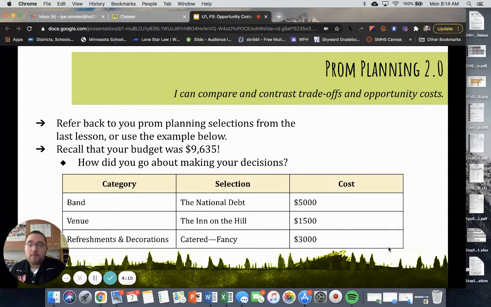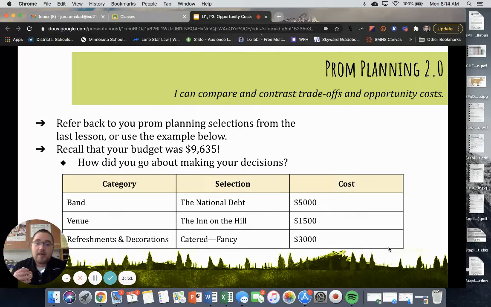So I want you to go back to your cheat sheet or the scratch sheet of paper you used from Unit 1, Lesson 2, with the prom planning example. Or you can use my example below with the selections I've made. Recall that our budget was $9,635. Think about how you went about making your decisions.